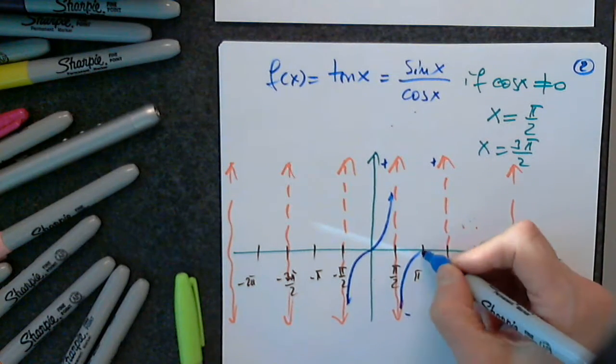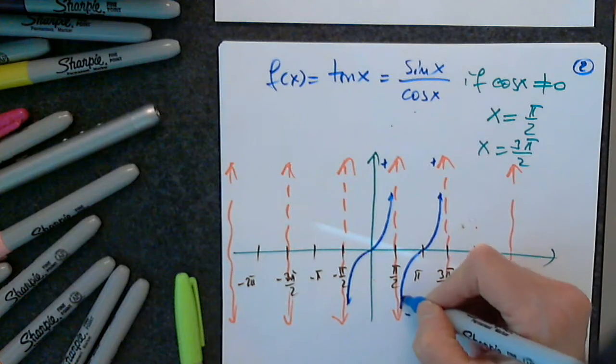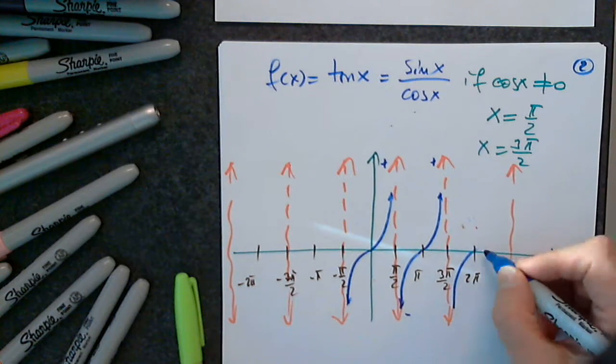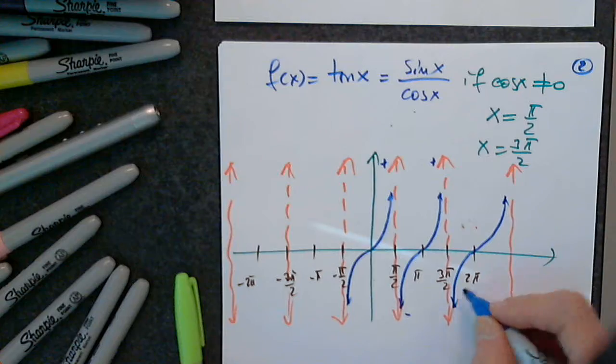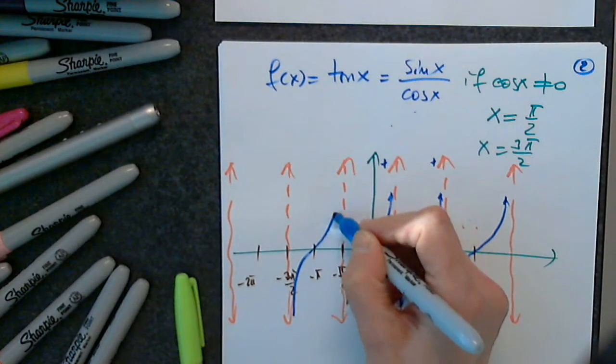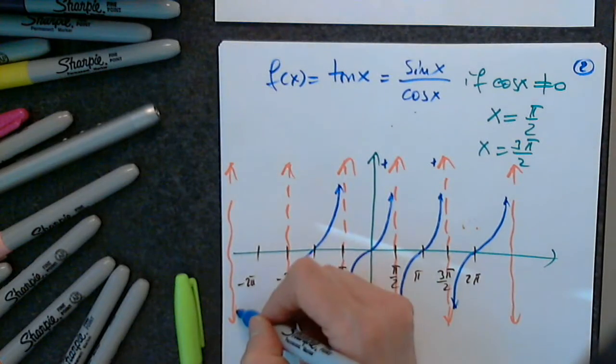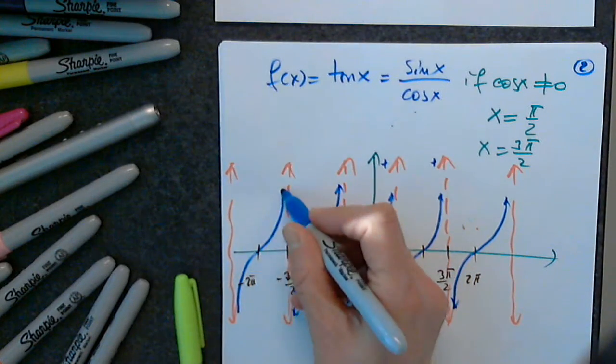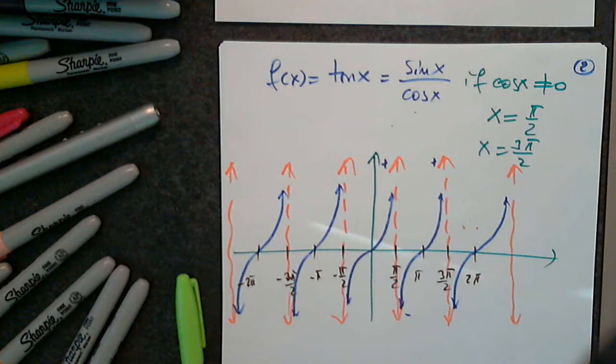Asymptotically getting closer and closer to the asymptote. We know that. My graph is not perfect, as you see. Sorry about that. And it goes on forever. And this is the graph of tangent.